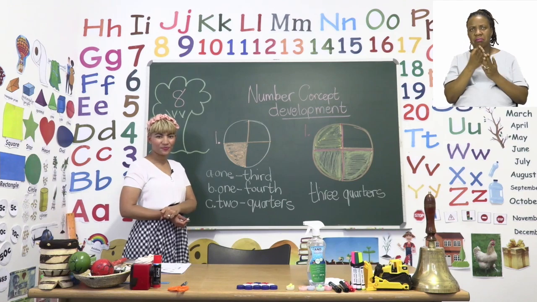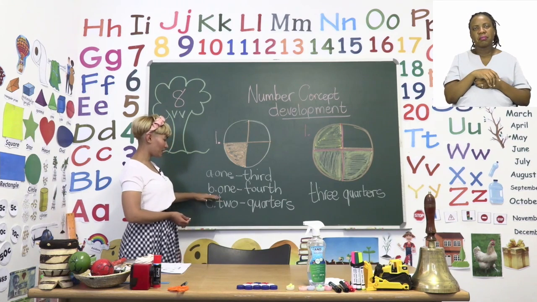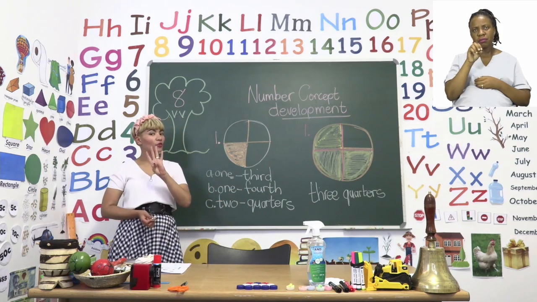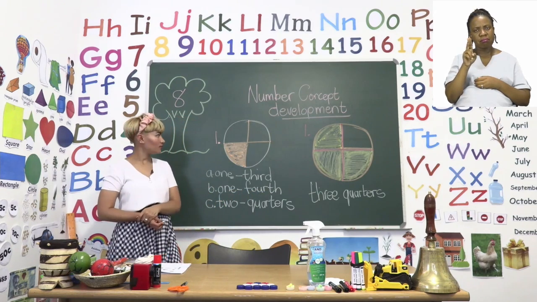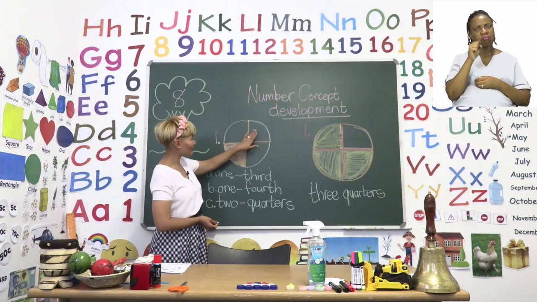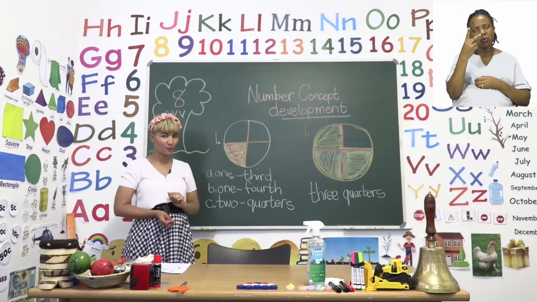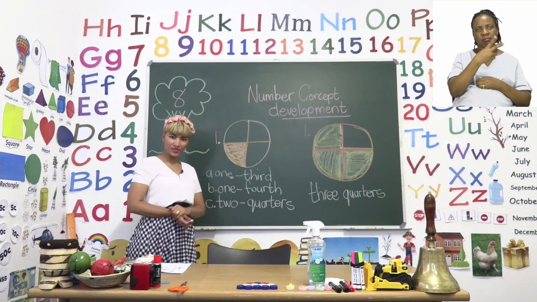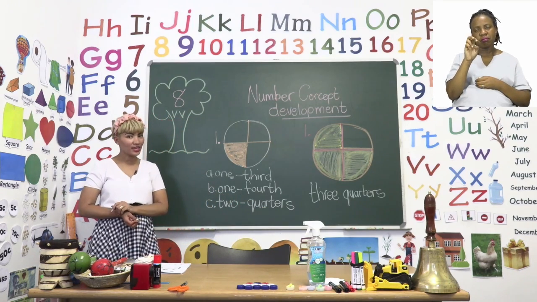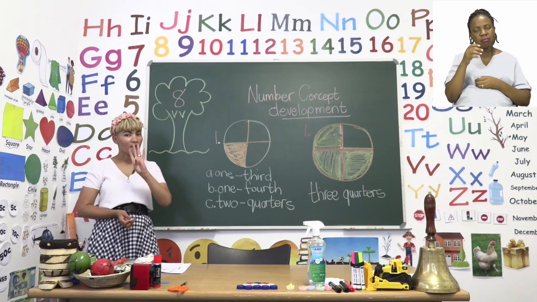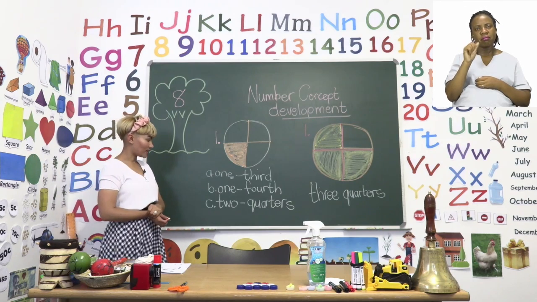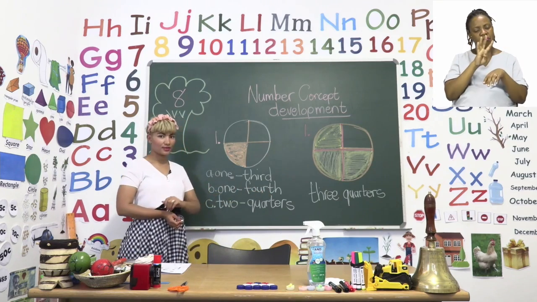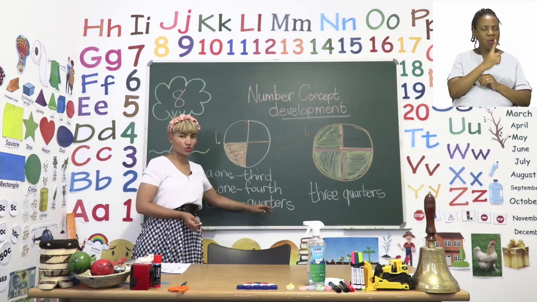No, we don't. Let's try number B, 1/4. Do we have 4 parts in the circle? Yes, we do. 1, 2, 3, 4. And then C, 2/4. Right, now a quarter is also a fourth. So let's see, do we have 1/4 or do we have 2/4?